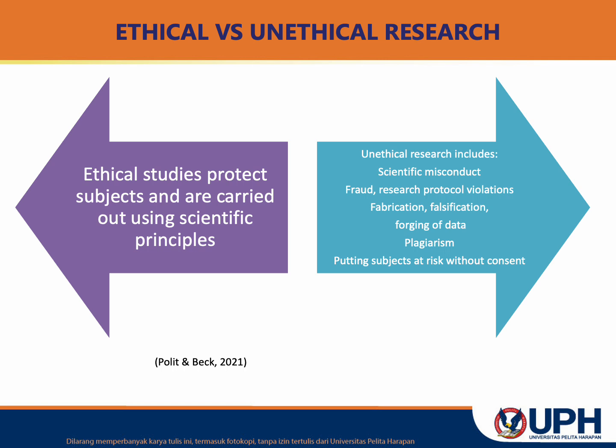After discussing the development of the history of research ethics, it is important to understand what the meaning of ethical and unethical research are. In general, ethical research is research that protects subjects and is conducted using scientific principles. Unethical research includes scientific misconduct, fraud, violation of research protocols, fabrication, falsification of data, plagiarism, placing subjects at risk without consent. We call it fabrication because it is making up data or results.